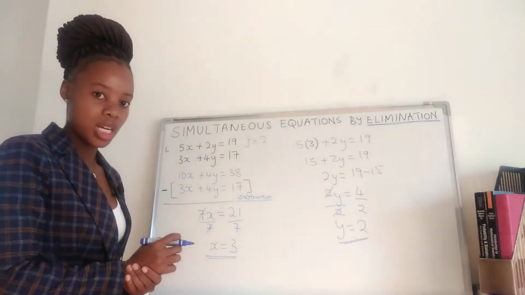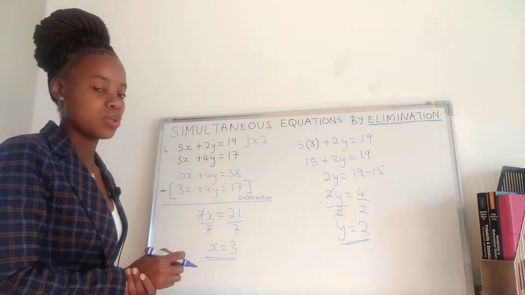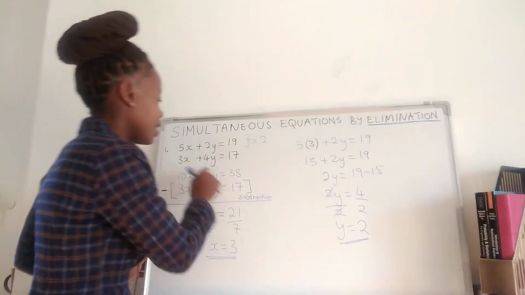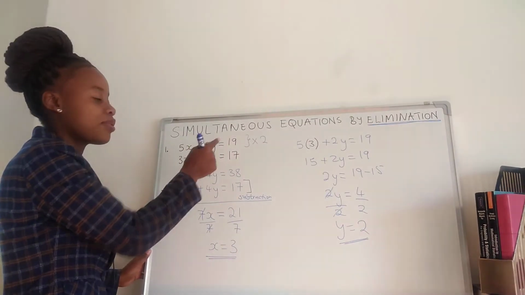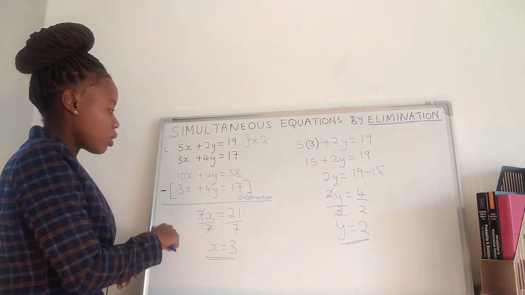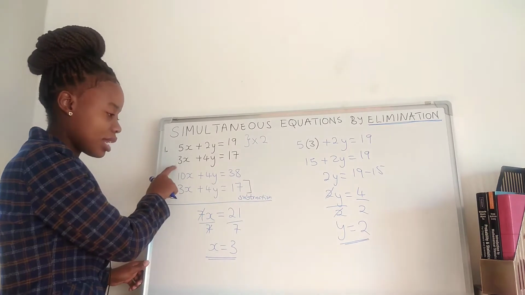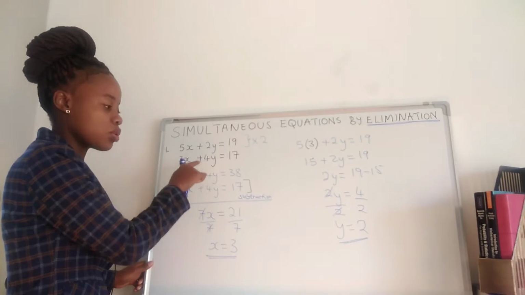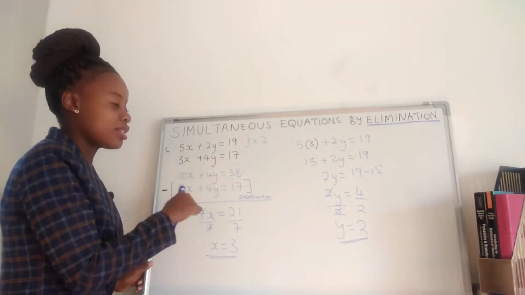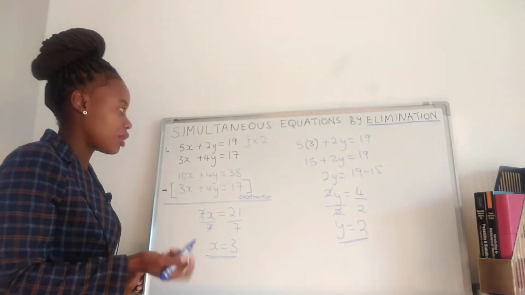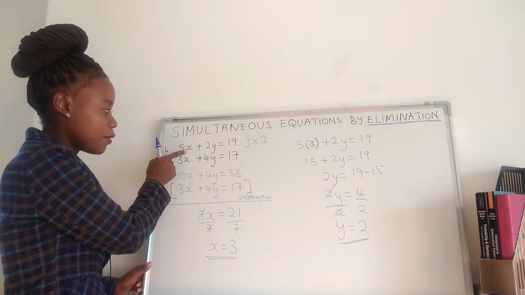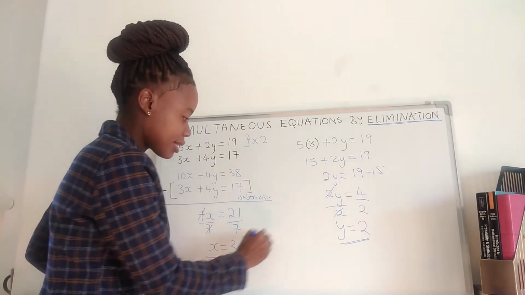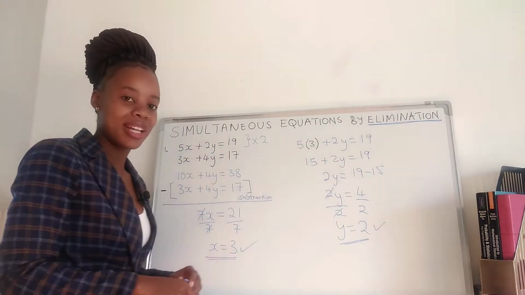So we want to check if our answer is correct. Substitute your x and your y in the second equation and in the first equation to just check, okay? So we're going to have 3 times 3, which is 9, and 9 plus 4 times 2, this is going to be 8. 9 plus 8, we're going to have 17, okay? Or 5 times 3, 15, plus 4 is 19. So it means that our x and our y are correct, okay?